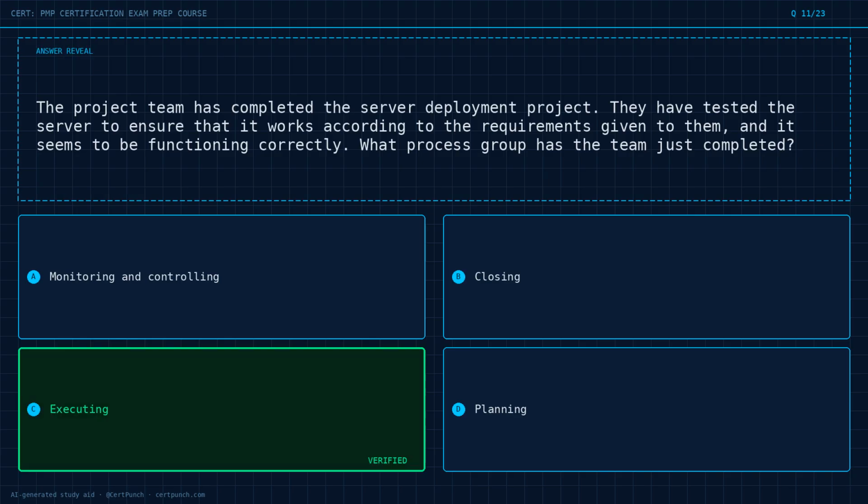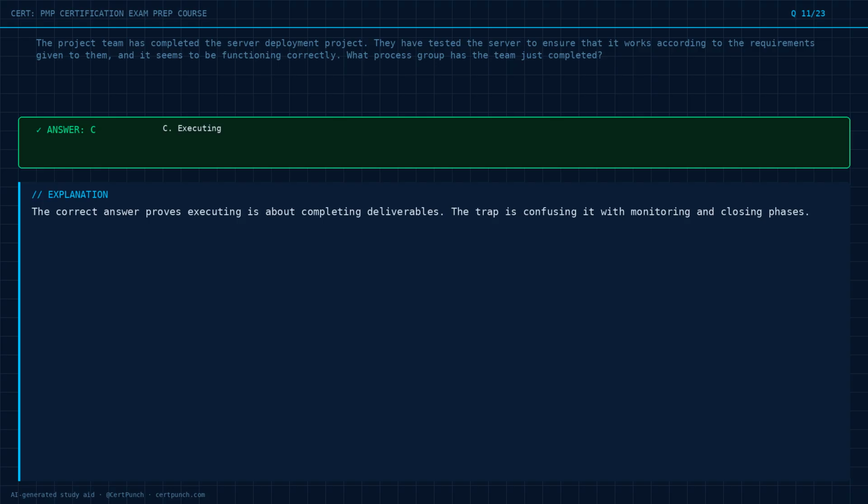The answer is option C. Reasoning. The correct answer proves executing is about completing deliverables. The trap is confusing it with monitoring and closing phases.